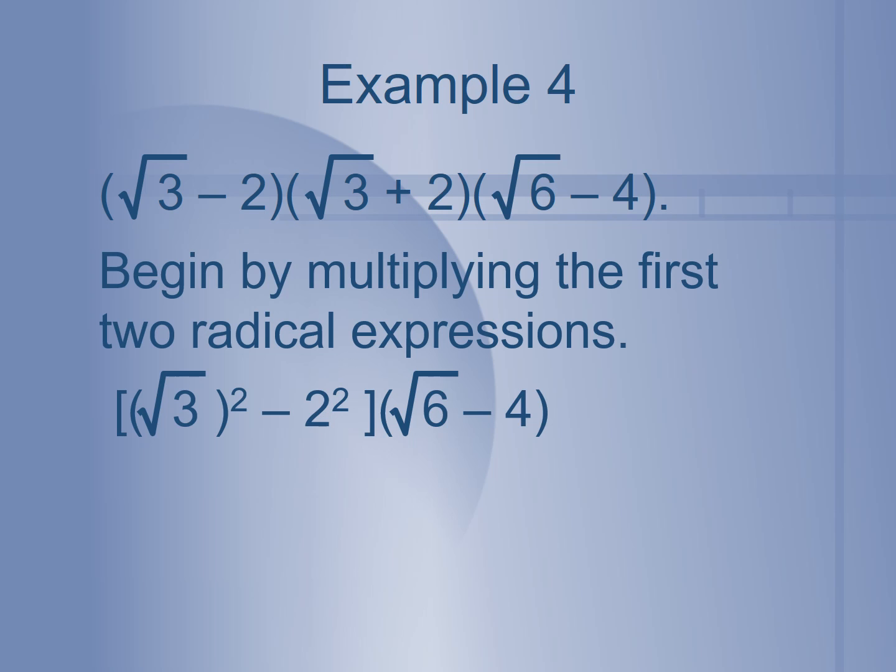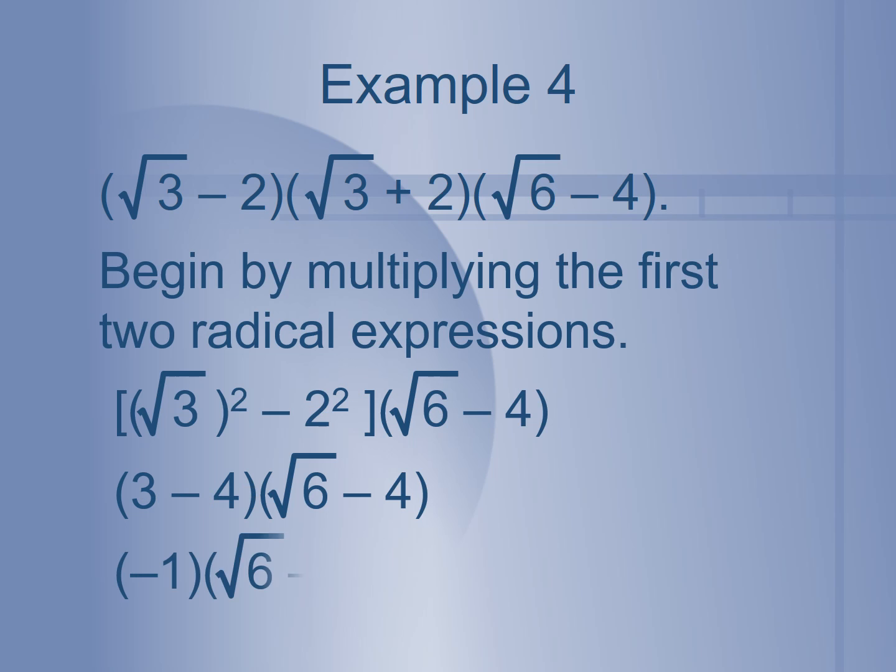And then we'll multiply that by the square root of 6 minus 4. So the square root of 3 squared is 3, and then the 2 squared is 4. So now we have 3 minus 4, which is negative 1. And then we'll distribute that negative 1 to the square root of 6 minus 4. So we get the negative square root of 6 plus 4. And then that will be our final answer.